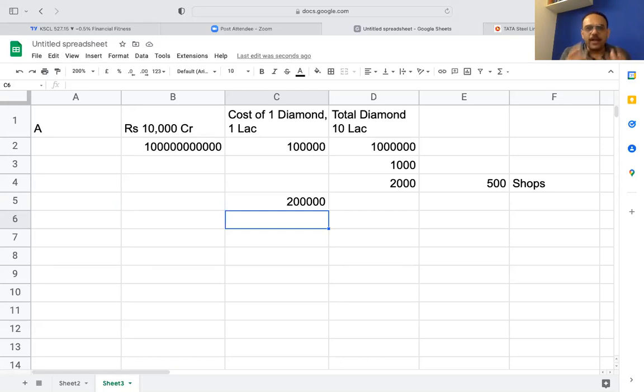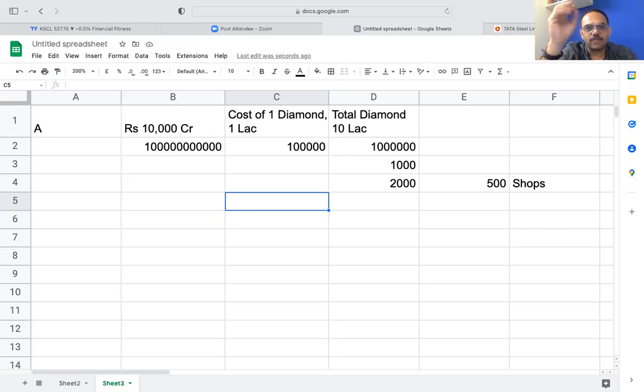Now, to avoid this, is it possible that he will say, okay, the prices of diamonds will go up after 2 to 3 months, either due to a government announcement or some other issue happening after 2 to 3 months? Is it possible that this big player might not go to all the shops in one day? Okay, in one day he will not go to all shops.